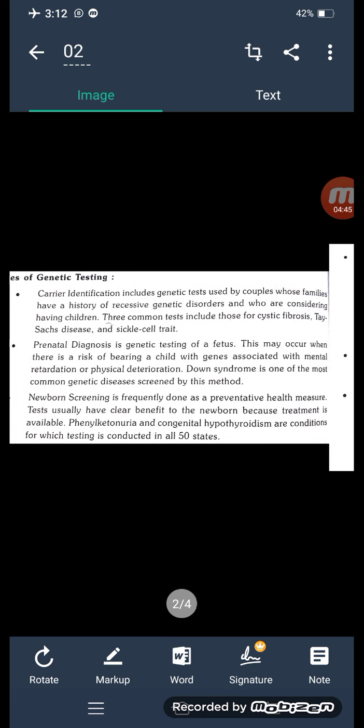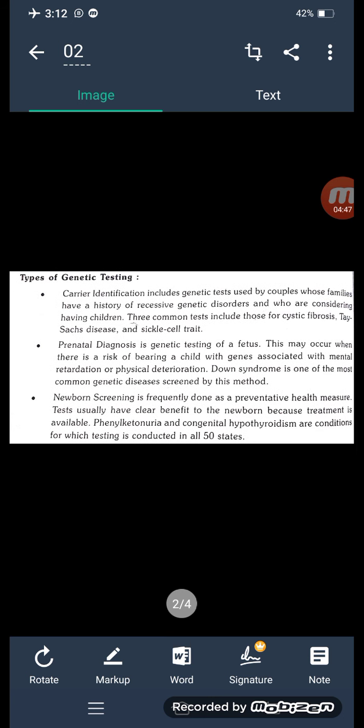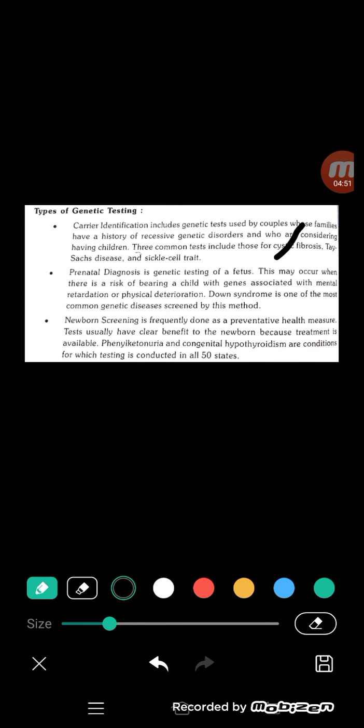Number one is cystic fibrosis. Number two is Tay-Sachs disease, and number three is sickle cell trait. So these types of tests are included for the determination of the history of the patient.